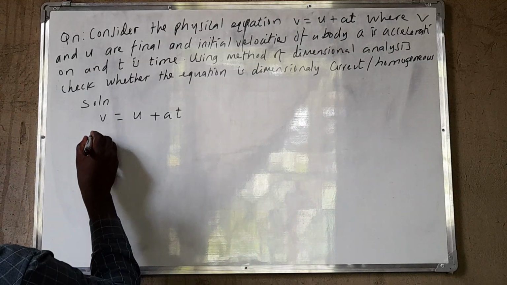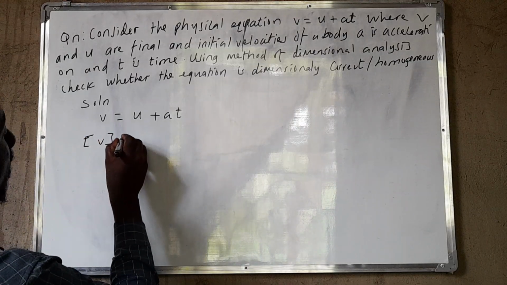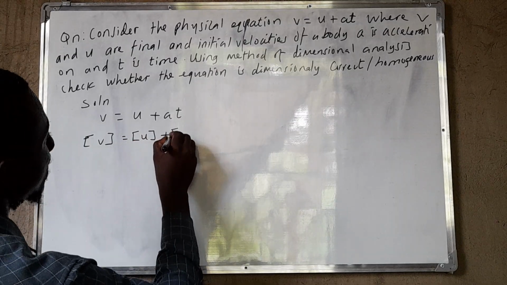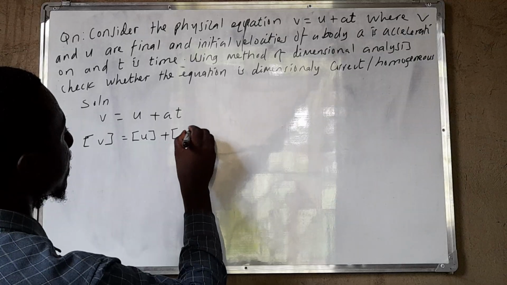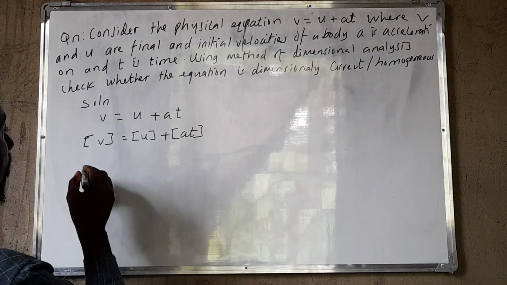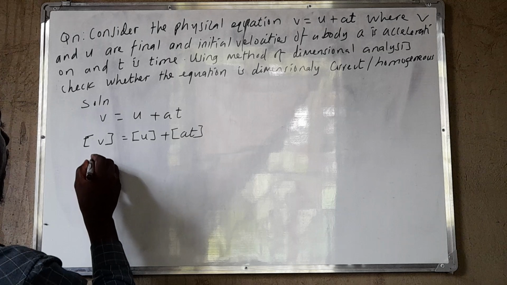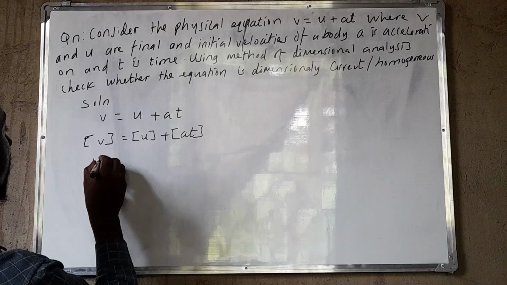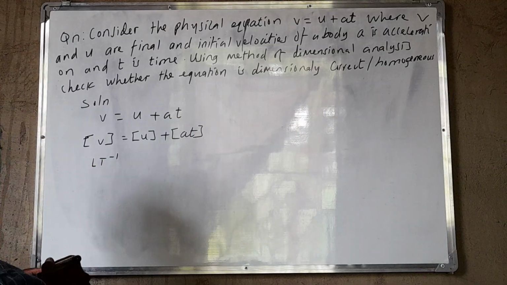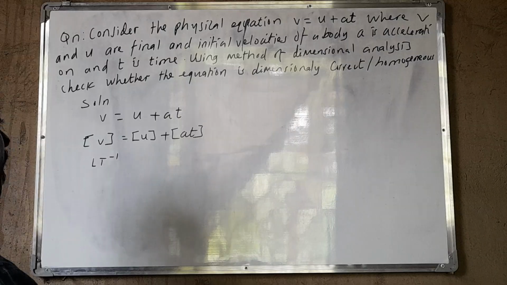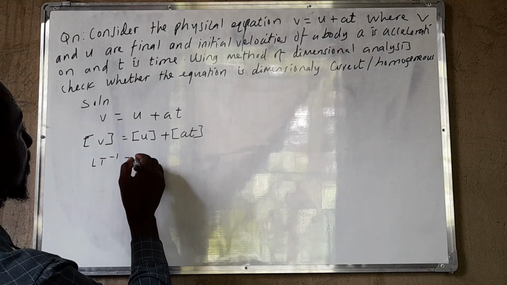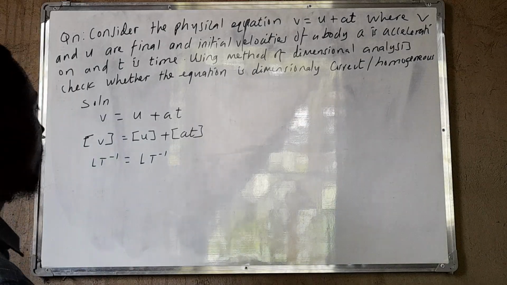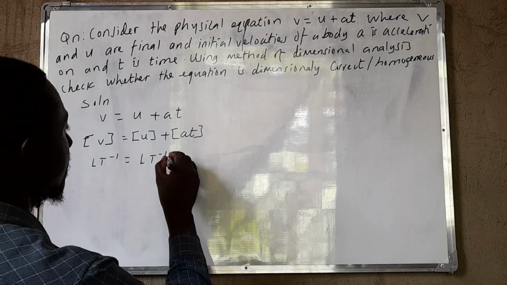We want to check the correctness of this equation. To check, we need to know the dimension of V, which is velocity, the dimension of U, and the dimensions of AT. The dimension of velocity we know is LT^-1. So the dimension of V is LT^-1, and the dimension of U is also LT^-1.